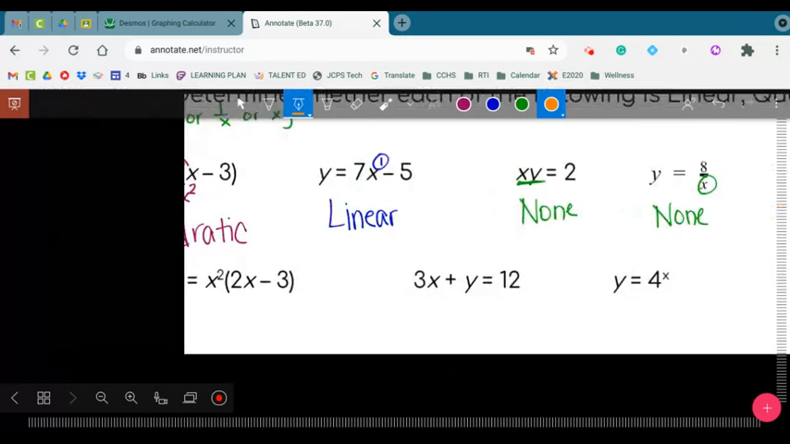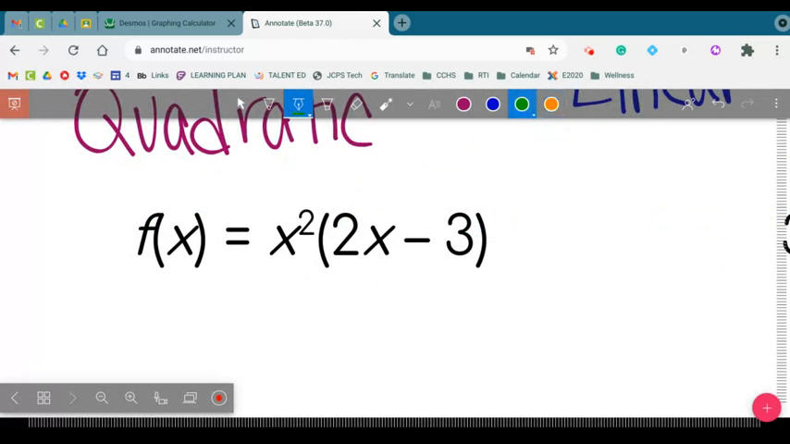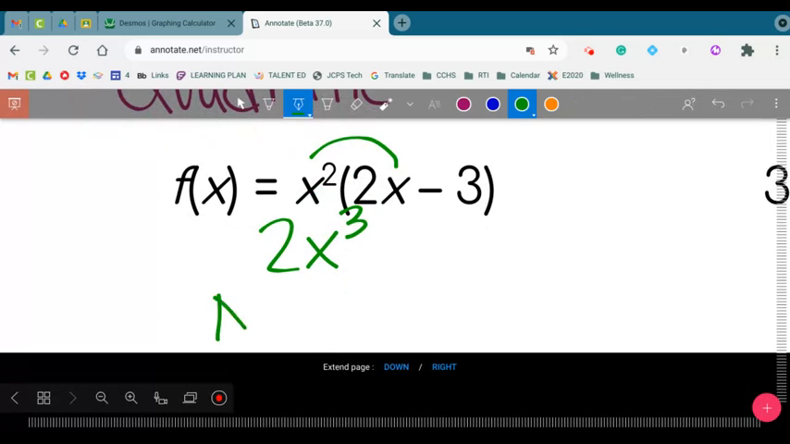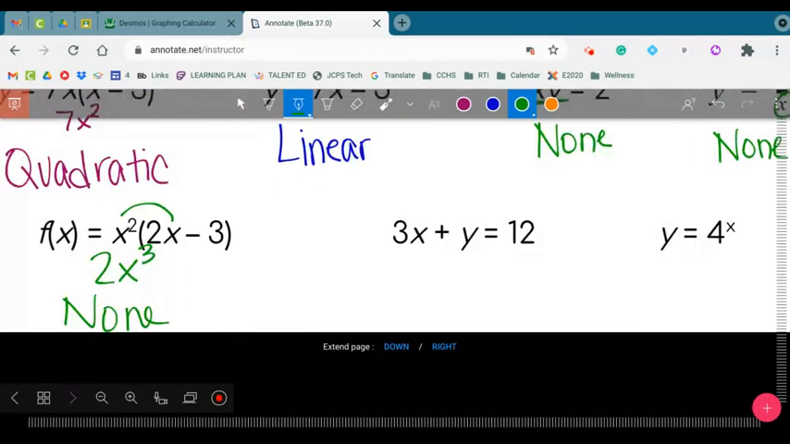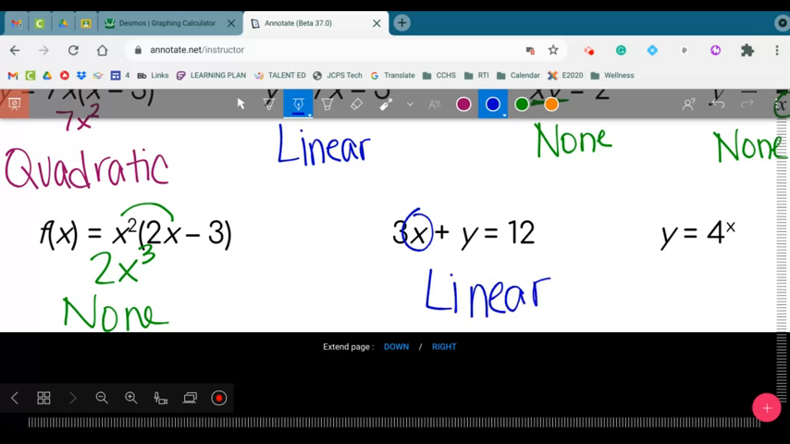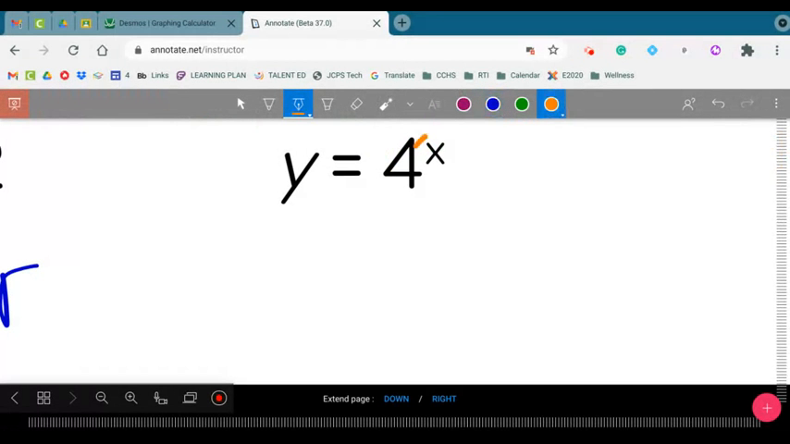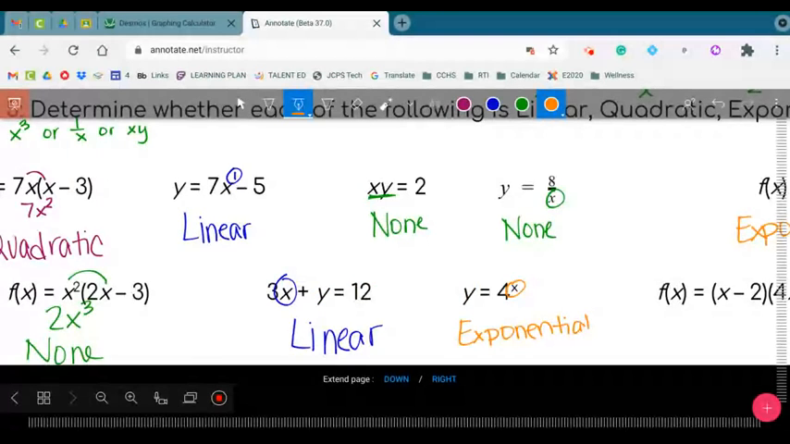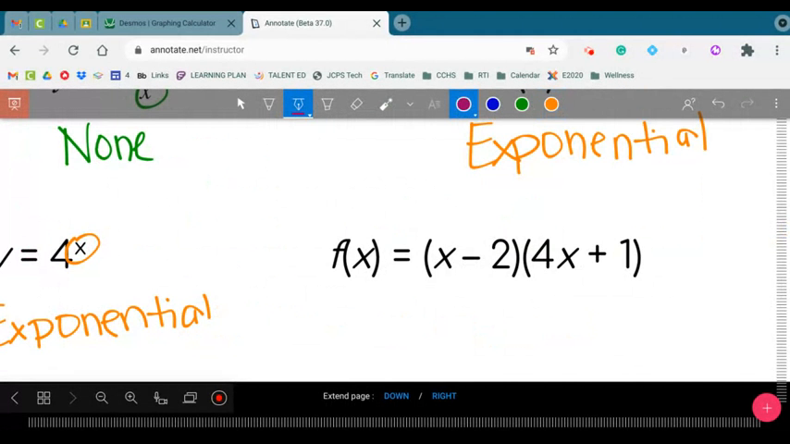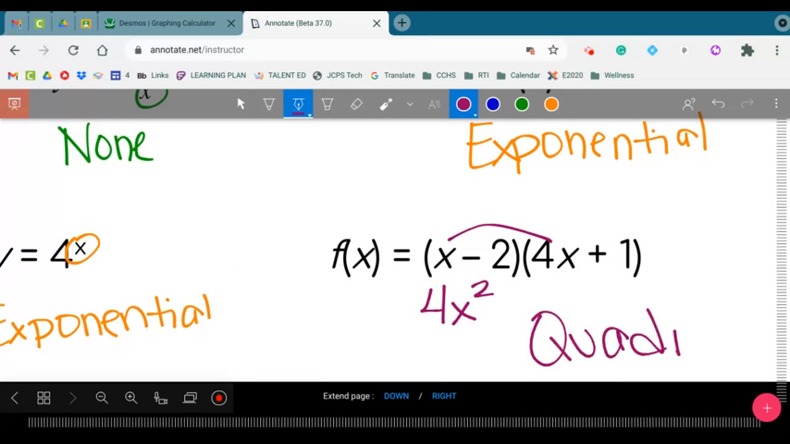Okay, next line. So this first one, we have x squared times 2x, so this would give you 2x cubed. Since it's cubed, it's not quadratic, so this would be none. This one, you just have an x, so this would be linear. This next one, your x is an exponent, so this would be exponential. And the last one, you would have to multiply your x's to get 4x squared, and this would be quadratic. So be careful with some of those where you have to multiply.